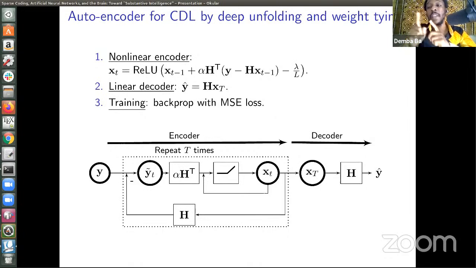Now, let me make one last comment, Jim. What you could do after you've learned the dictionary, and this is what LeCun did in 2010, is train a shallow network to approximate the encoder. That's an interesting twist, right? Because after you've learned the dictionary, you know H, you're happy. LeCun said, let me train a shallow network to learn this mapping from Y to the output of the encoder. And that could be very shallow.